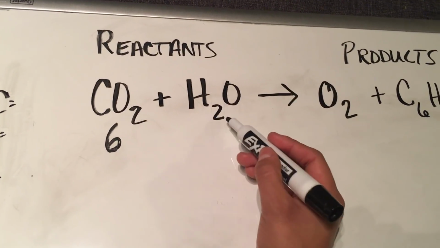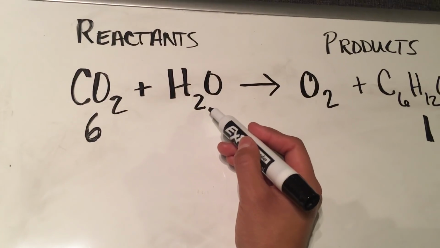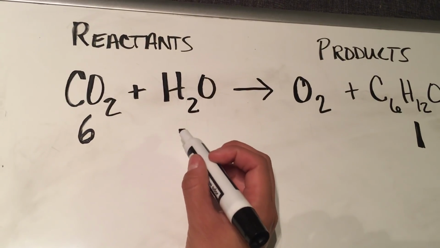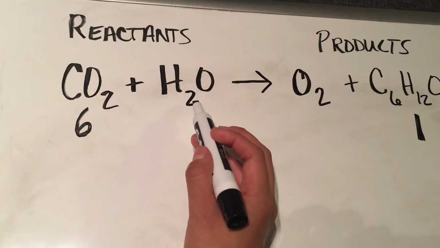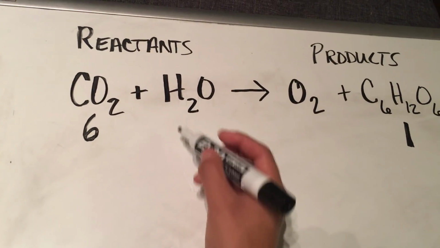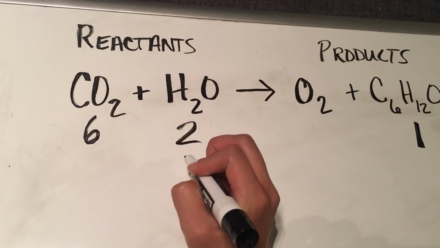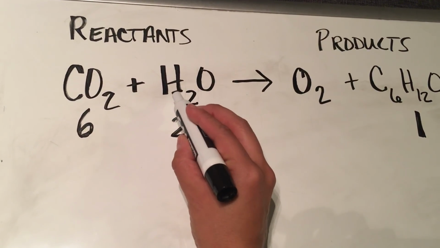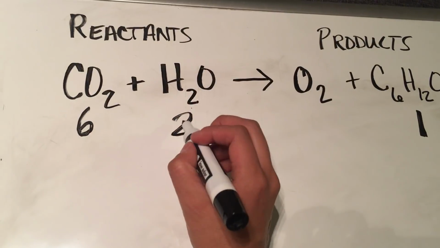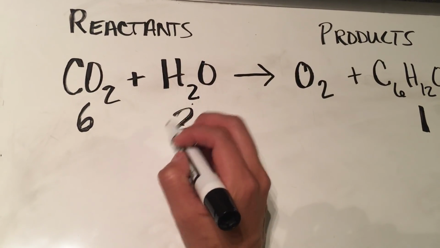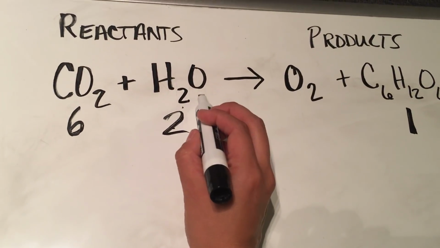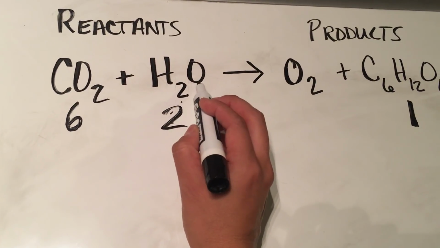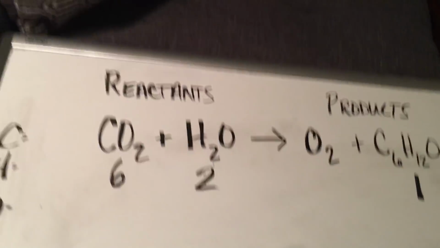No, because look, there's already 2, okay? So that means any number I put here or at the bottom, I'm going to have to multiply it by 2 and it's going to give me that sum. For example, if I put a 2 here, it's going to be 2 times 2, which equals 4 hydrogen. And if I had a 2 here, 2 times 1, because there's only 1 atom here, would equal 2 oxygen, okay?